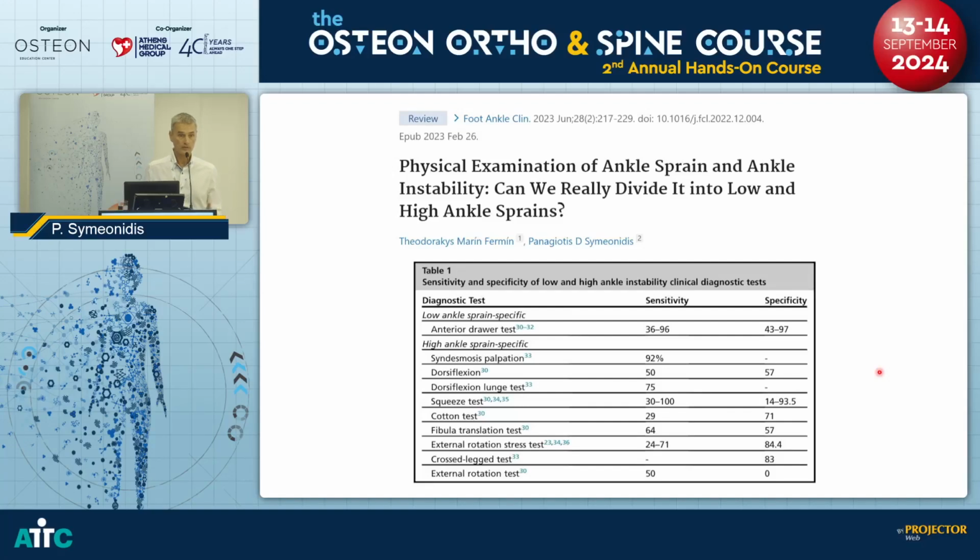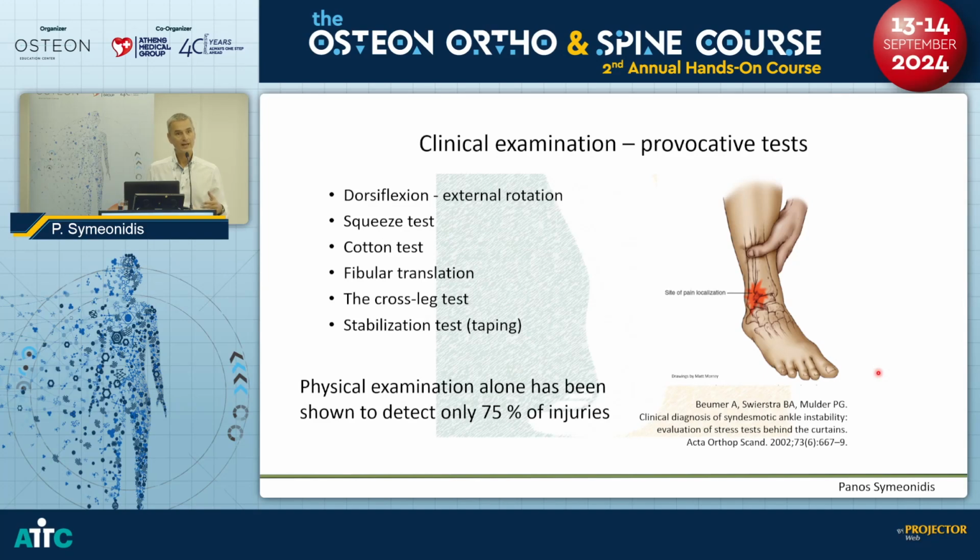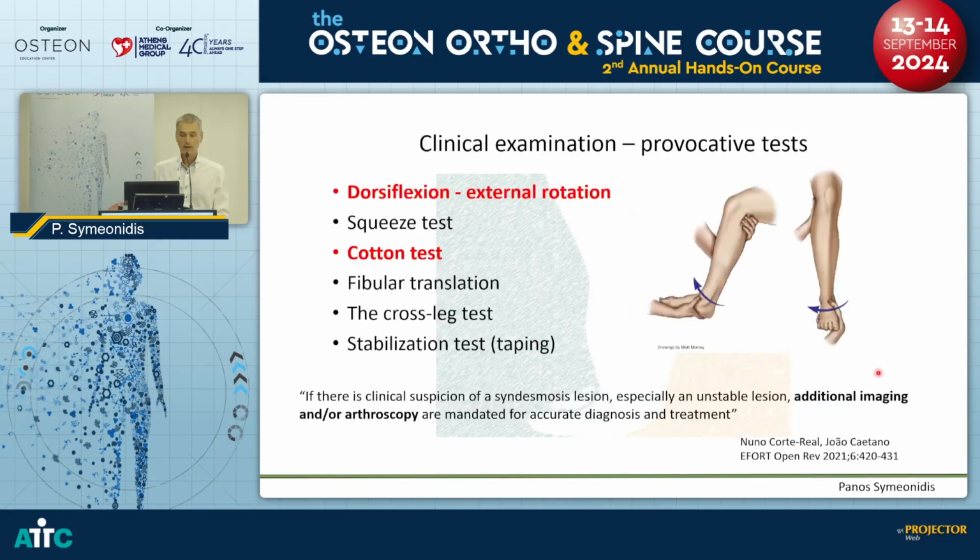This is a review we published last year in Foot and Ankle Clinics. You cannot differentiate a high ankle sprain from a lateral ligament tear just by clinical examination. This does not mean that the clinical examination is not useful. It is useful. It's just not helping us decide when and how to operate. 75% of the injuries can be detected, but not the rest of the 25%. And these are probably the best clinical tests. When we cannot have a specific diagnosis with a clinical test, we should have additional imaging and arthroscopy.